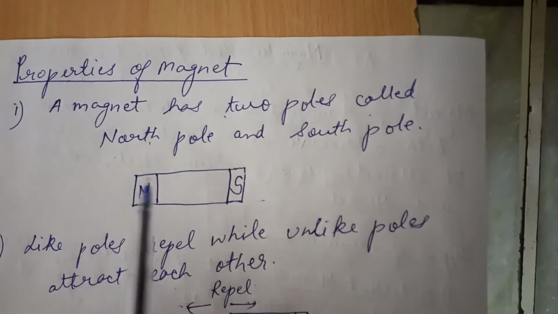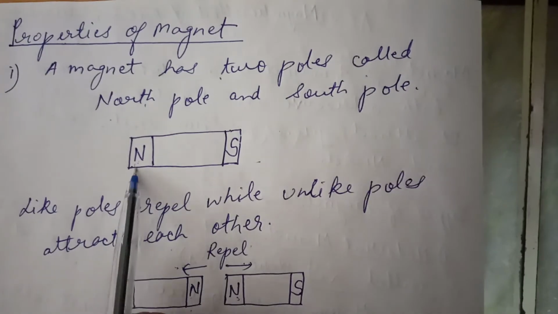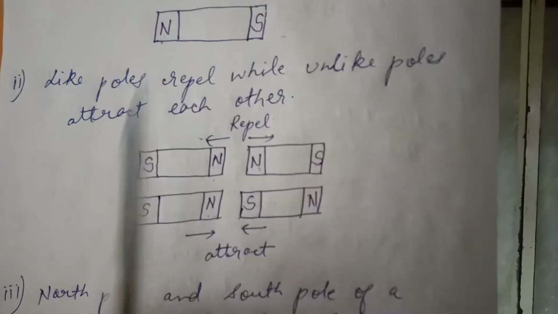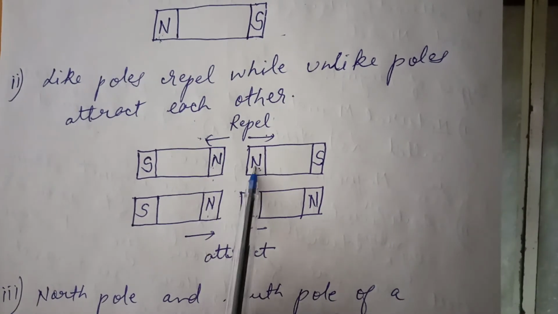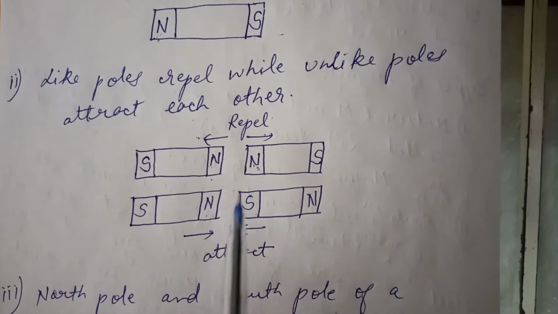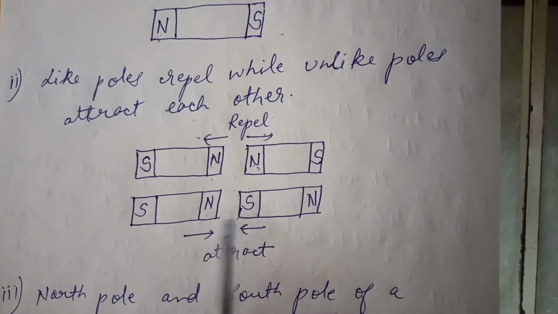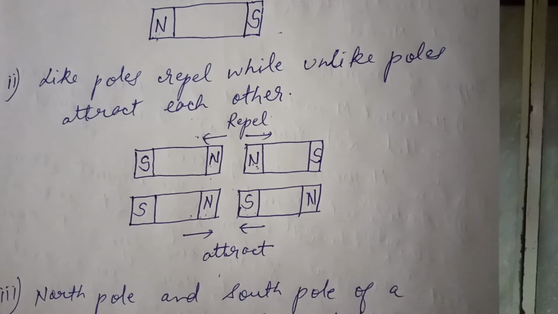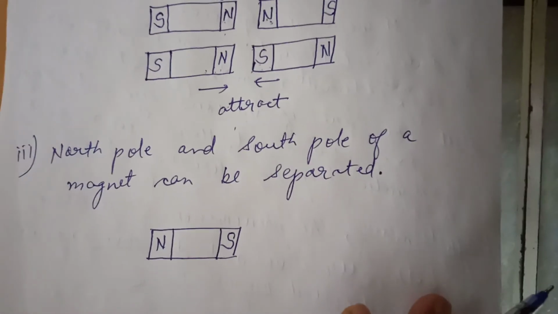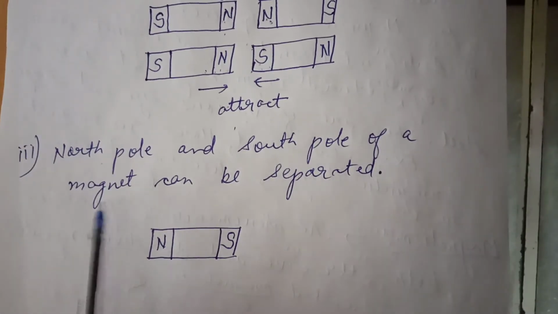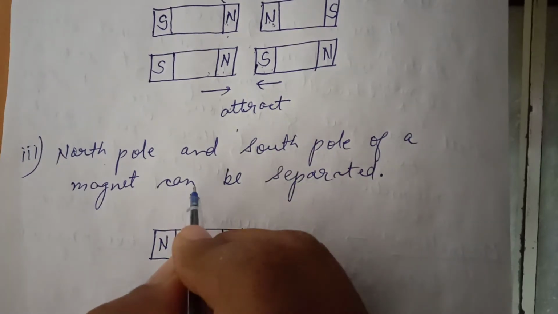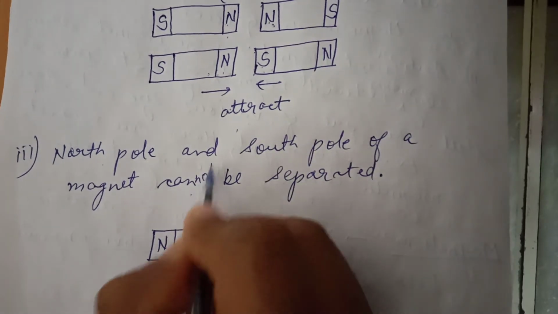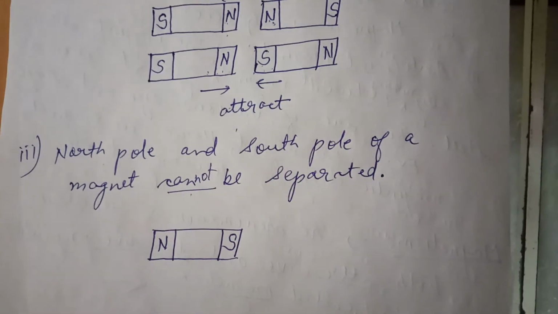So what is the first property? A magnet always possesses two types of poles, the north pole and the south pole. When two north poles come together, they will repel each other. But when opposite poles come together, like north pole and south pole, they will attract each other. Next property: the north pole and the south pole of a magnet cannot be separated. Now, how is that possible?